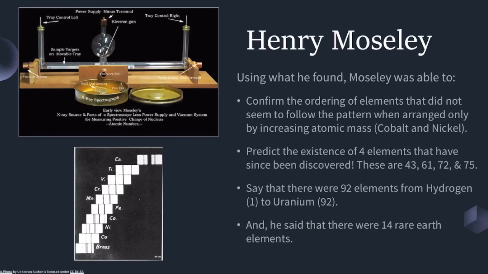So good for Mendeleev. He also was able to predict the existence of 4 elements that have since been discovered. These are elements 43, 61, 72, and 75. Moseley was also able to confirm that there were only 92 elements between hydrogen and uranium. So exactly 92 elements there between those two elements. And he also said that there are going to be 14 rare earth elements. So he was able to tell us a lot about the periodic table and what elements might be missing, maybe what we haven't discovered yet, because he was able to measure this positive charge and realize that it increased by 1 unit with each successive element.